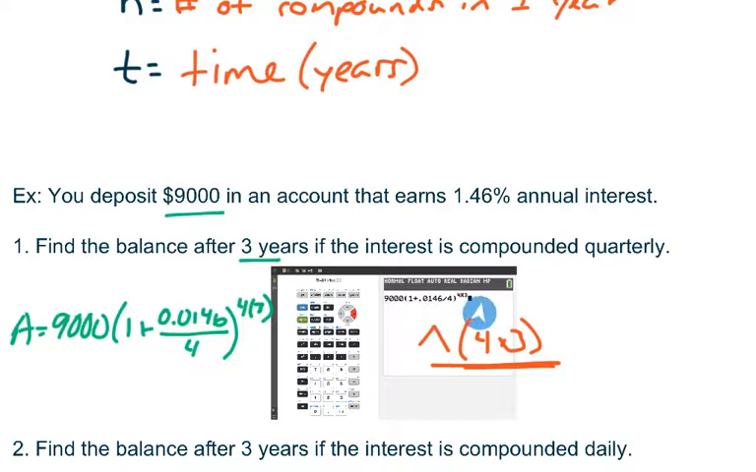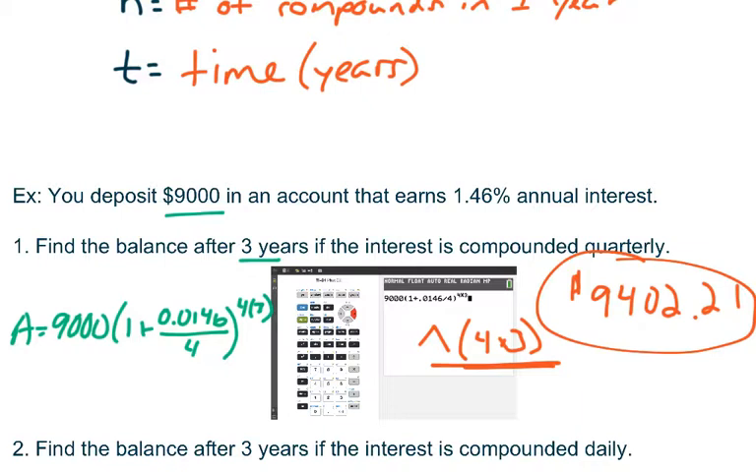If you actually have a calculator that will put 4 times 3 up in the exponent like mine does, then you don't need to put it in parentheses. But if you have an older style one, you do need to put it in parentheses. Okay? When you put that in your calculator, all you need to do is type this in and then hit enter. And we're talking money, so we're going to round to 2 decimal places. We are looking for a balance, or we're going to have a balance of $9,402.21. This is your answer.